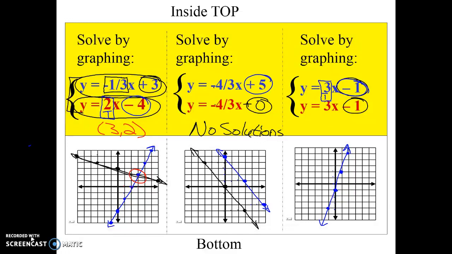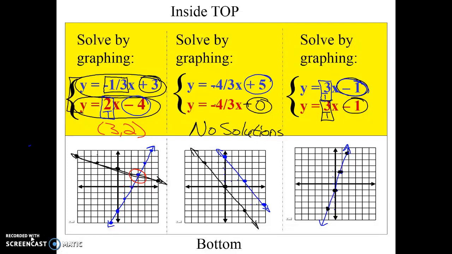So if we go down 1, we get that point, and then we go 3 over positive 1, right? So that's 3 over 1. That's going to be up 3 and to the right 1, up 3 and to the right 1, down 3 and to the left 1. So we notice that all those points are going to be on that exact same line. Therefore, it's going to have the exact same solution.